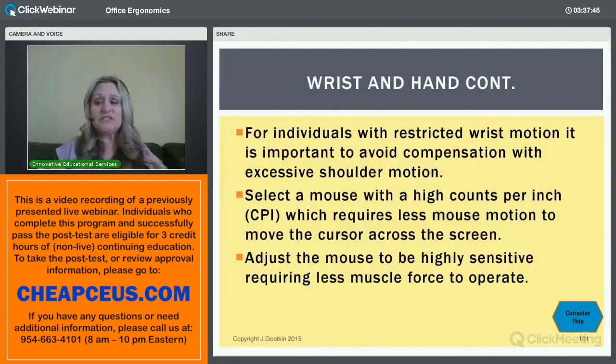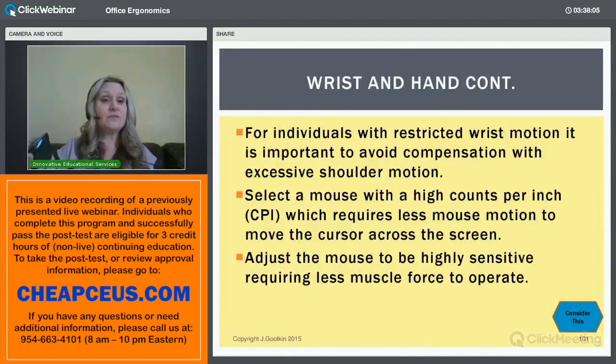If you really need to change the sensitivity of the mouse, they have what's called gaming mice. And I actually went and looked at these, and they're pretty neat. The sensitivity level is built into the mouse, so for every slight movement of the mouse on the surface, it will move it further across the screen.